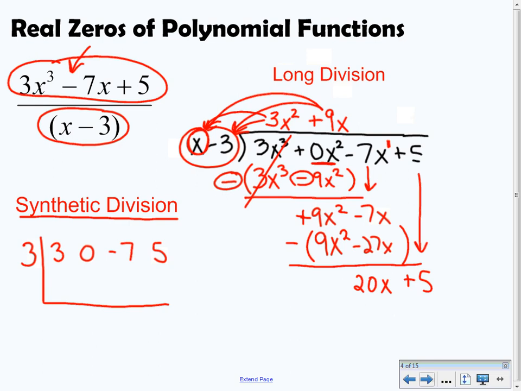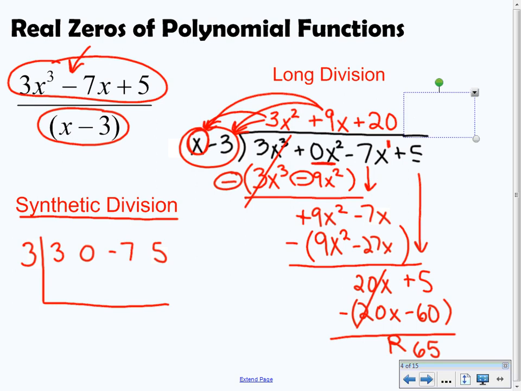And we bring down the 5. And we do it one more time. How many times does x go into 20x? Well, that's 20 times. And we multiply that all the way through times the x minus 3. And I get negative 20x minus 60. And when I finally realize that those cancel, I get a 65 down the end here. Now that's the remainder. If you remember way back when, put a big R, remainder.